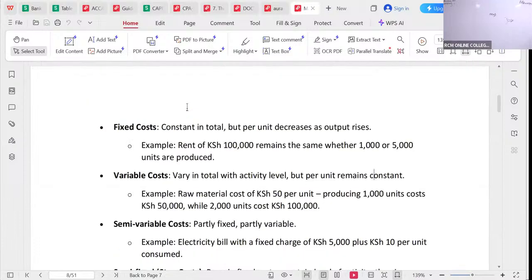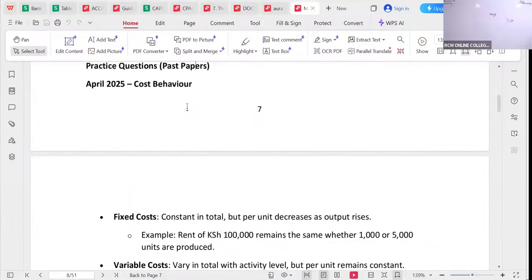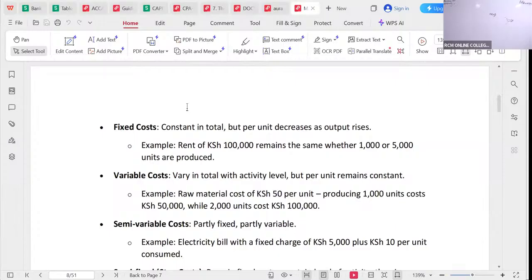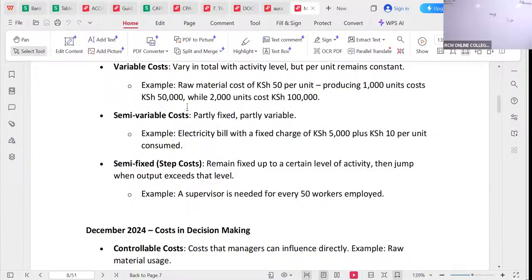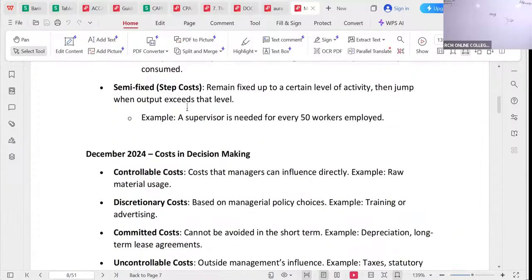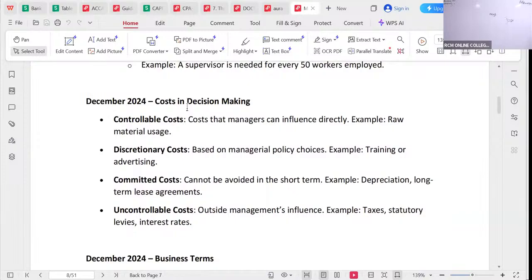But basically they asked us about cost classification in accordance to behavior, of which we have fixed costs, variable costs, semi-variable, and semi-fixed, also called step costs. Then we have costs in decision making, where we have controllable costs, discretionary costs, committed costs. Controllable costs are those costs that managers can influence directly, for example raw material usage. Managers can say, this year we are using this quantity of materials. Discretionary costs are based on managerial policy choices, for example training.